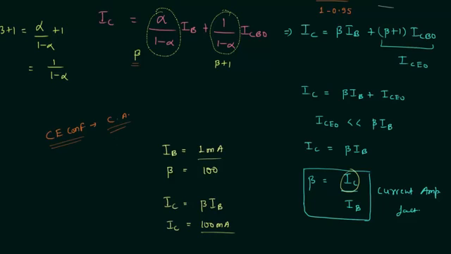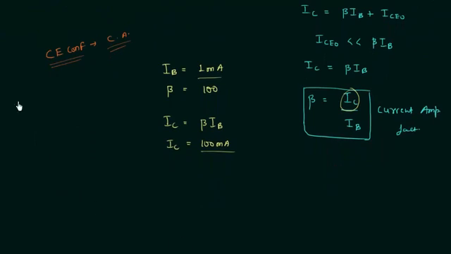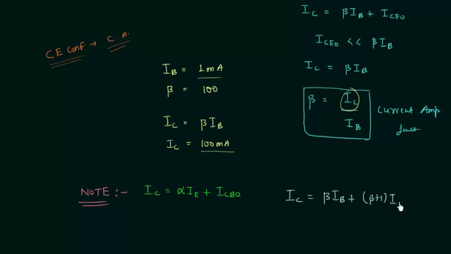There is one more thing that I want to explain. I want to compare the reverse saturation current in common base configuration and in common emitter configuration. This is the note. In case of common base configuration, the output current IC is equal to alpha times IE, the input current, plus ICBO, whereas in case of common emitter configuration, the output current IC is equal to beta times IB, the input current, plus beta plus 1 ICBO.